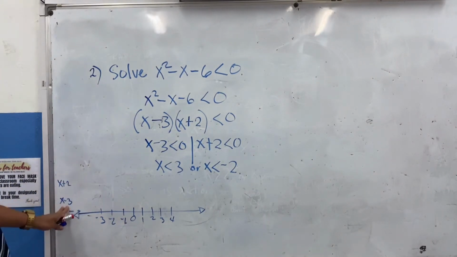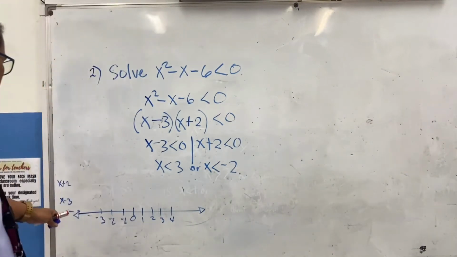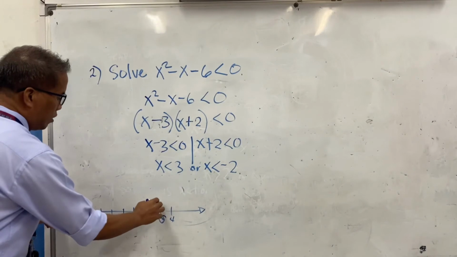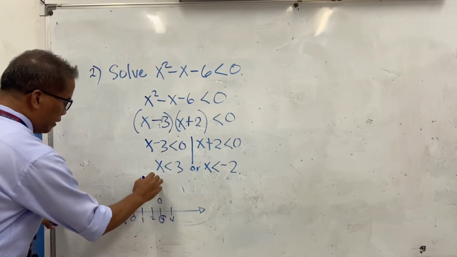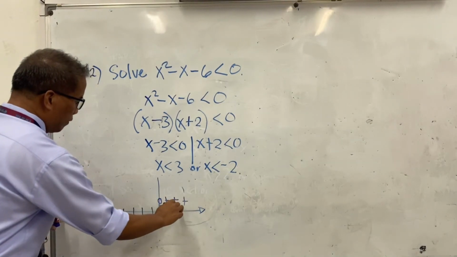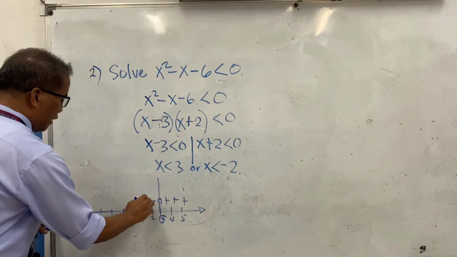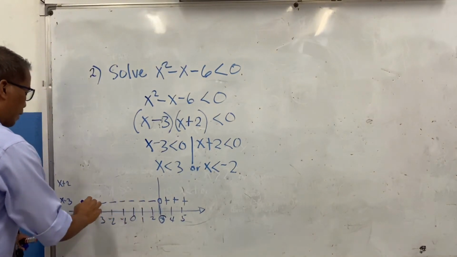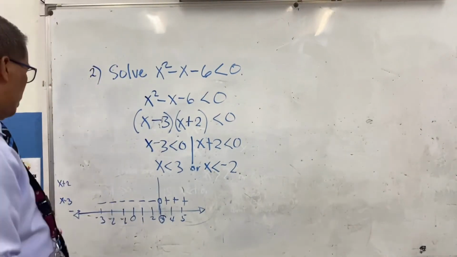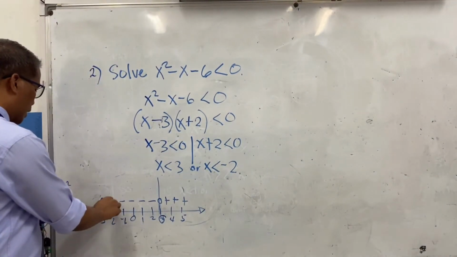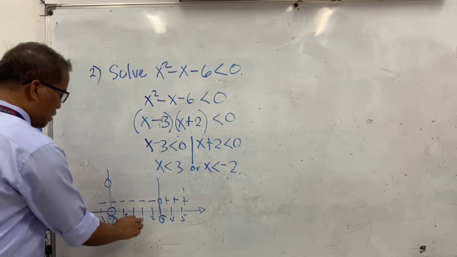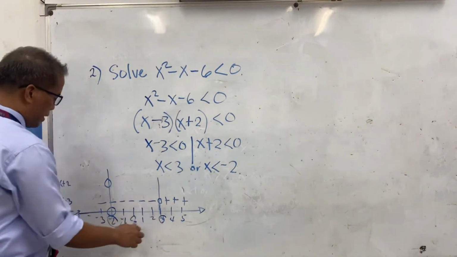To make this 0, x minus 3 equals 0. So the value of x will be positive 3. So positive 3 is here. So put 0 here. Okay? Then at the right side of that will be positive. Then at the left will be negative. Alright? Then for x plus 2 equals 0, the value of x will be negative 2. So negative 2 is here. We are going to put 0 here. Okay, so this is the negative 2, then this is the positive 3.